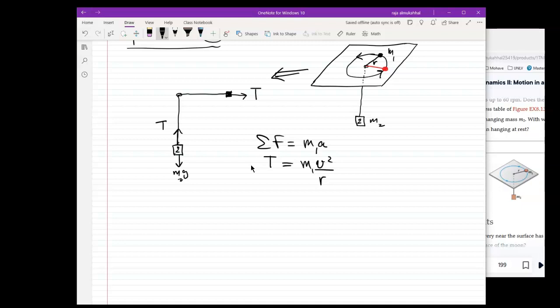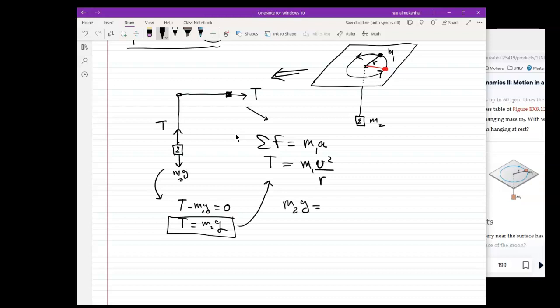Now, before I move any further, let me go to m2 right here. So I got this from this part. Now this one, I have here what? Remember, m2 is not moving, so that means T minus m2 g equals 0. So therefore, the tension is equal to m2 g. So I can take that and put it over there. So I have here m2 g equals m1 v squared over r.